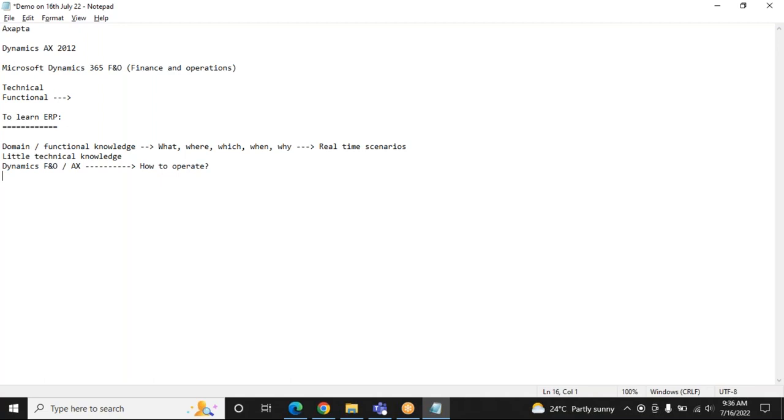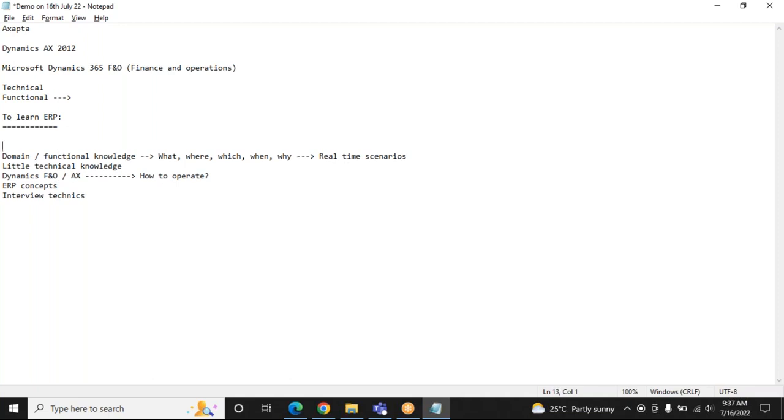Next, ERP concepts. ERP concepts means ledger, subledger, enterprise level data, company specific data, number sequences. All these are enterprise level ERP concepts that you need to understand. And some interview techniques. And if you are going to learn finance, you need to learn commerce knowledge also.